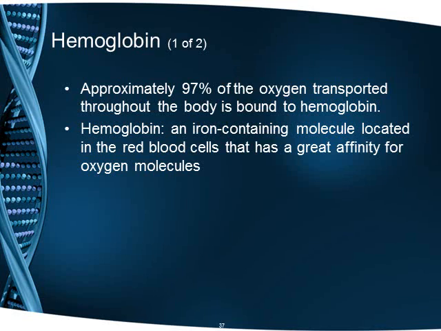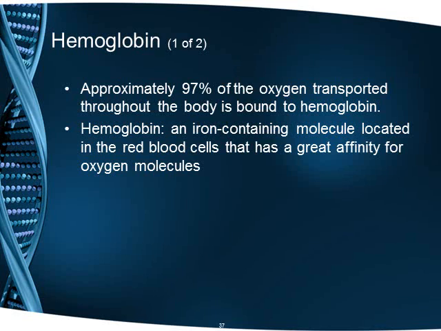But hemoglobin is an iron-containing molecule located in the red blood cell that has a great affinity for oxygen molecules. However, it's got a greater affinity for what? Carbon monoxide. It would much rather pick up carbon monoxide than oxygen. I guess O2 is too heavy compared to CO.